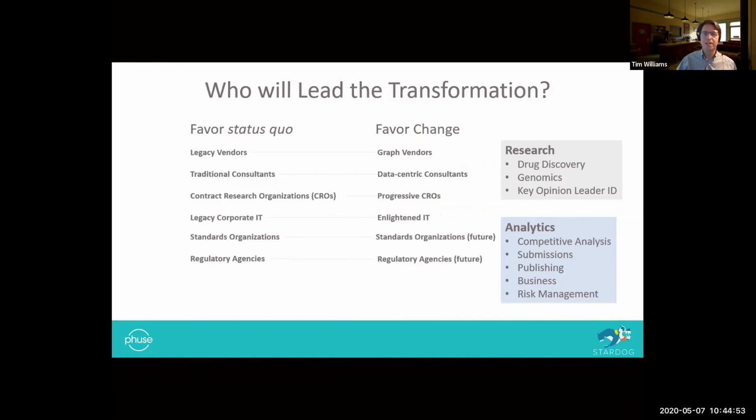Who will lead this transformation? There are many vested interests in maintaining the status quo. You will find allies and progressive thinkers within research and analytics. Find those people. Educate new people. When that knowledge graph light bulb moment happens for someone, they will never see data the same way again.